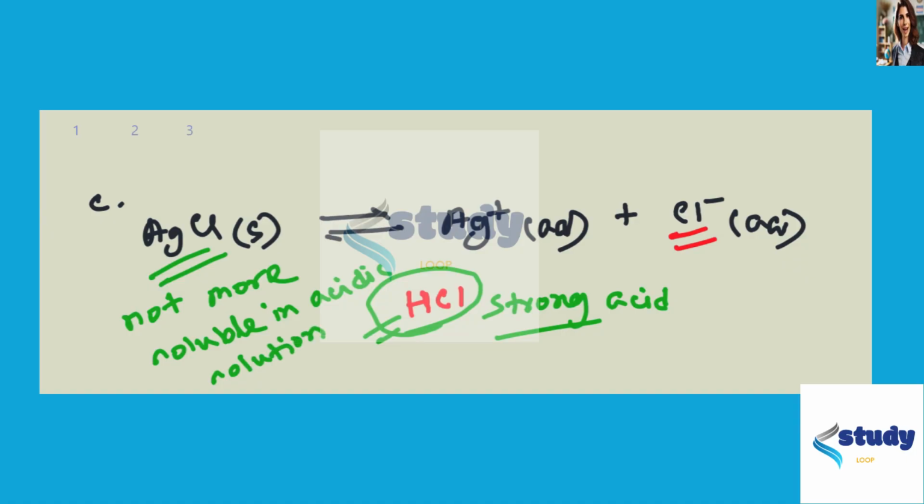So the compounds which will form a strong acid with interaction of an acid will not be more soluble in acidic solution. Instead they'll be more soluble in basic solution, the water or the pure aqueous solution.